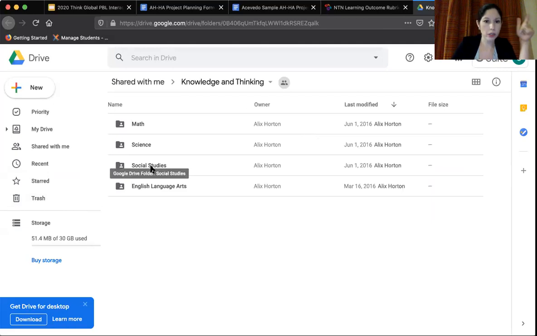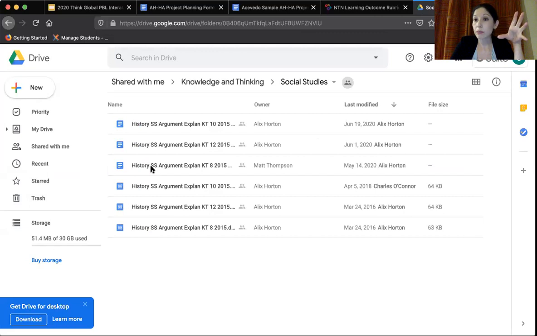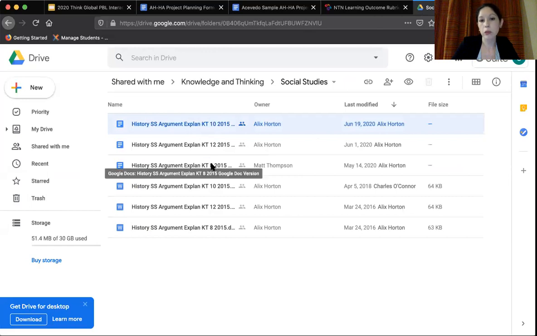So I'm going to go into social studies. They also have them by subject matter so that the language is specific or more relevant to your subject area. And so when I go into the one for 10th grade, it's actually the first one. See, there's a 10 right here. That one goes up to 12th grade, and that one goes for middle school up to 8th grade.